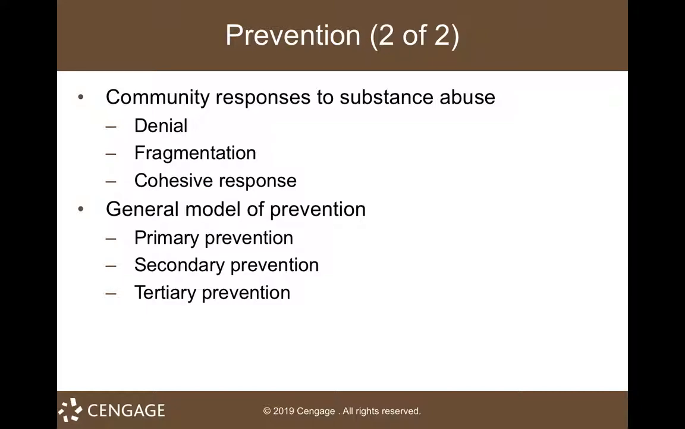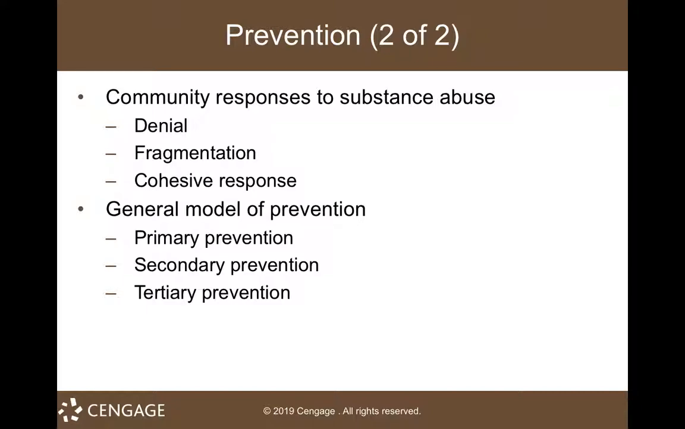The key characteristic of the fragmentation stage is that the community response is based on considerations of cost, political clout, and ease of implementation rather than being a comprehensive, integrated approach to the prevention of substance use, misuse, and abuse. So again, we have that knee-jerk policy there.